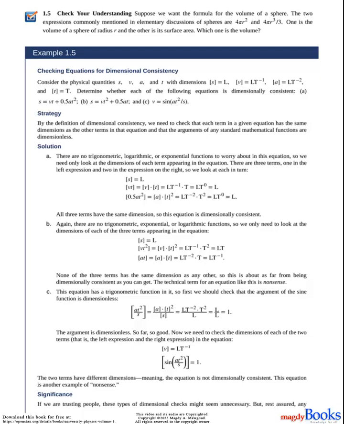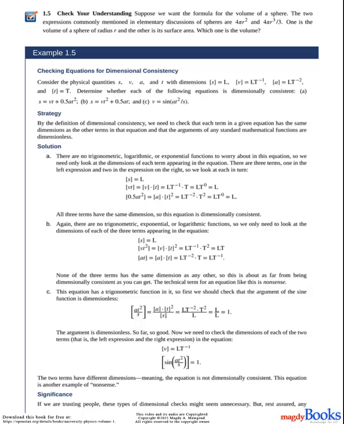[s] = L. [vt] = [v]·[t] = Lt⁻¹·t = Lt⁰ = L. [0.5at²] = [a]·[t]² = Lt⁻²·t² = Lt⁰ = L. All 3 terms have the same dimension, so this equation is dimensionally consistent.